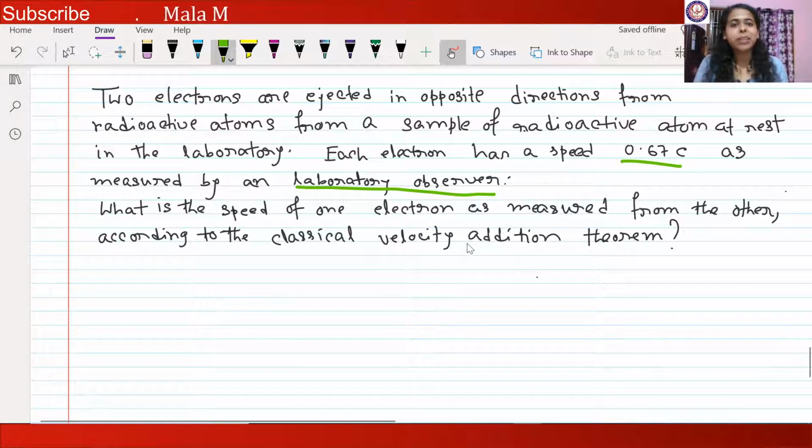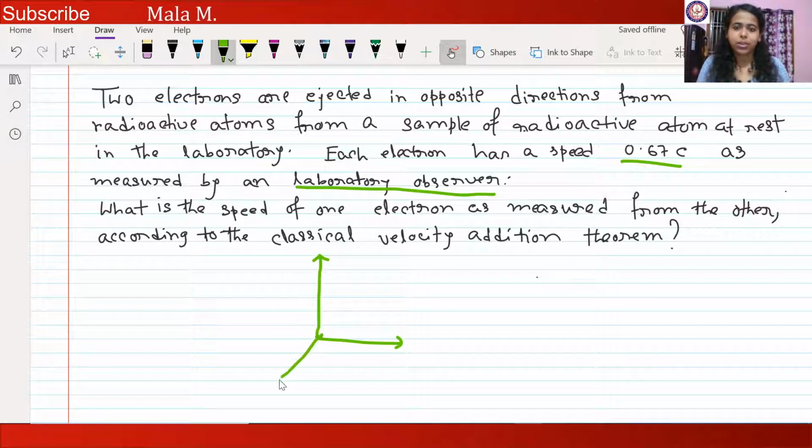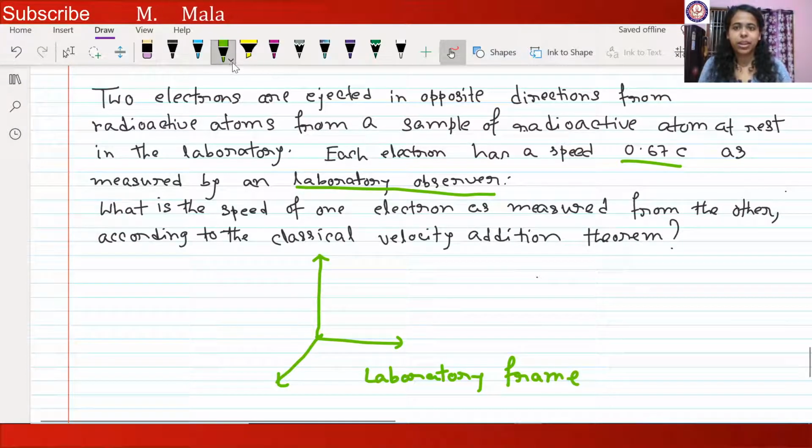So, the speed of each electron is measured with respect to a laboratory observer. So at first, I will simply draw our laboratory frame. So let's say it is our laboratory frame.